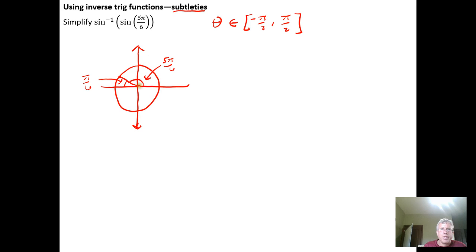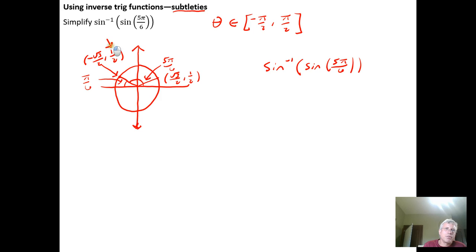So we get the ordered pair here by looking at pi over 6 radians in quadrant 1, which corresponds to root 3 over 2 comma 1/2, and then reflecting that over to the side. So the ordered pair right here is the ordered pair negative root 3 over 2 comma 1/2. So when we're working this through, what we're going to get is sine inverse of the sine of 5 pi over 6. And the sine of 5 pi over 6 is going to be the y coordinate on the unit circle. So this is going to simplify to sine inverse of 1/2.